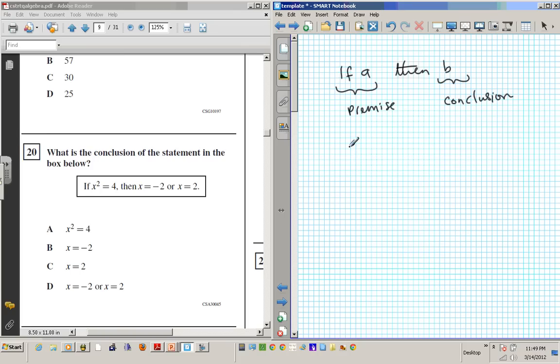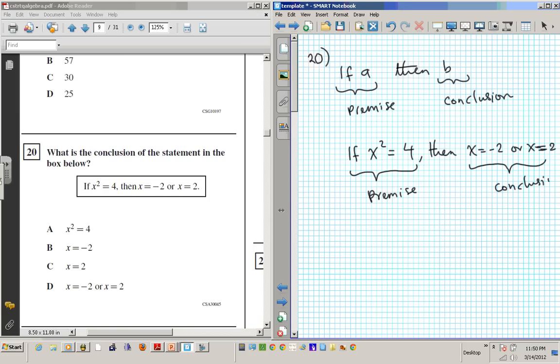So in this statement, if x squared equals 4, this is number 20, then x equals negative 2 or x equals 2. In this statement, the first piece right here is the premise, and this is the conclusion. Okay? So our conclusion is basically D, which is x equals negative 2 or x equals 2. Okay? So there you have it.